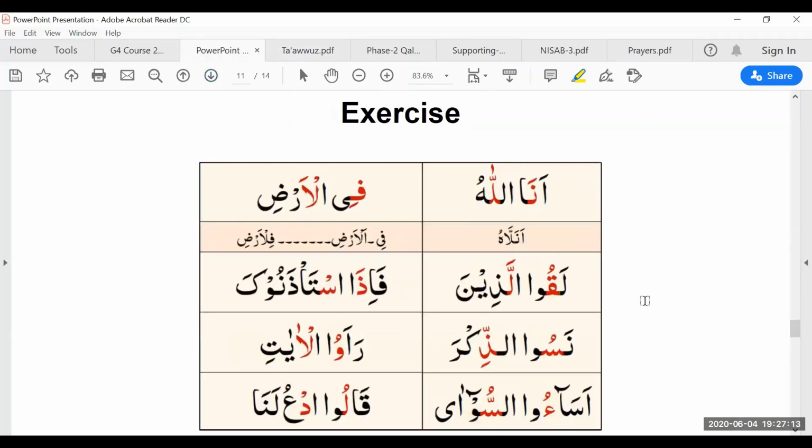Okay, now it's your turn. The first column, if you can do that.